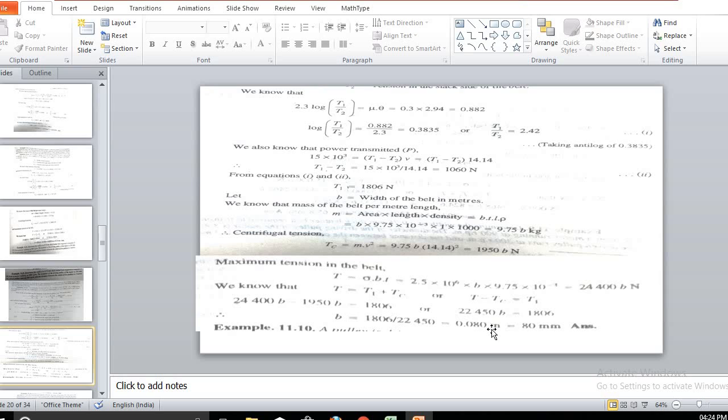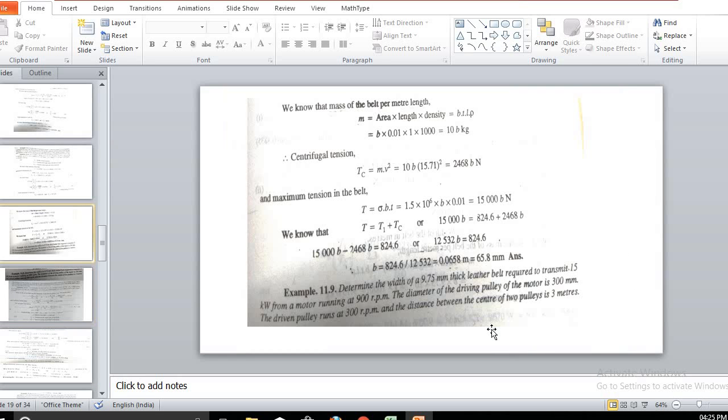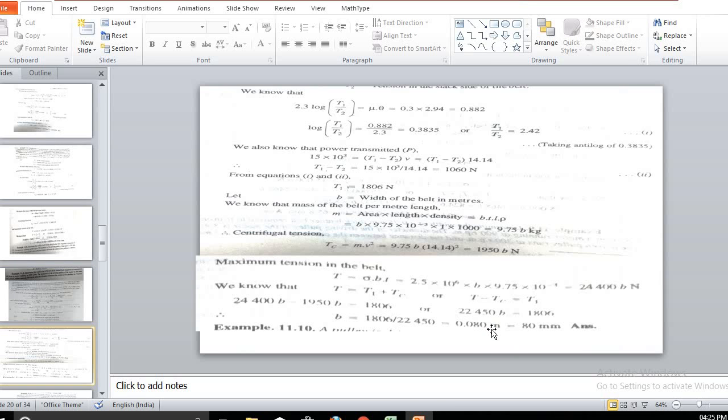So this is again very similar to the previous example. We will go further with some more numericals based on this belt, and then this topic will be finished.